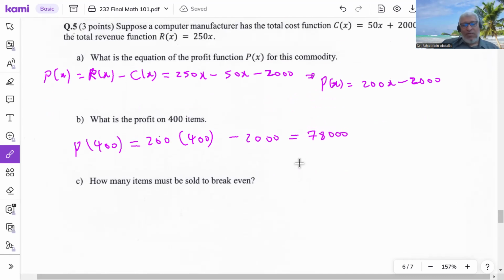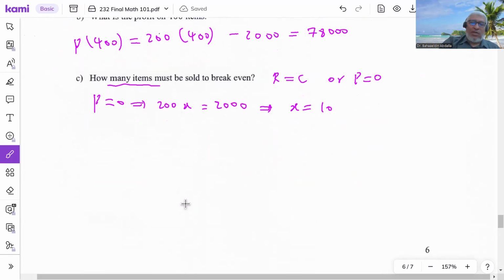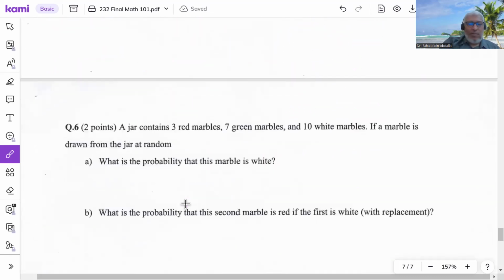How many items must be sold to break even? Well, break even, I can find it in two ways: either R equals C or profit equals 0. So up to you. He's asking about how many items, so only the value of X. So I can put P equals 0. So 200X minus 2000 equals 0, or 200X equals 2000. So X is 2000 over 200, which is 10. So 10 items to break even.